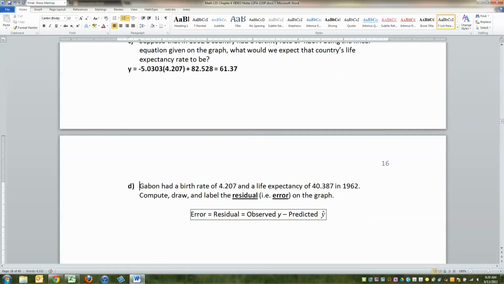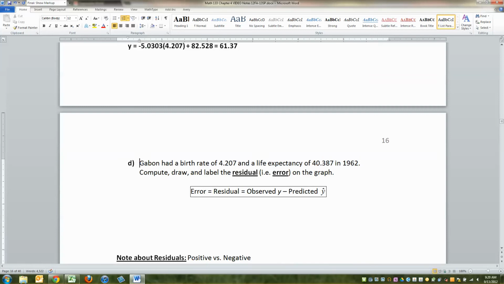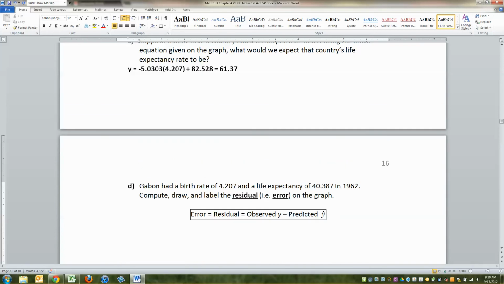Okay, so that was the country of Gabon, which is in sub-Saharan Africa, had a birth rate of 4.207 and a life expectancy of 40.387. This should say years. These are years. In 1962. Compute and draw and label the residual, i.e. the error on the graph.